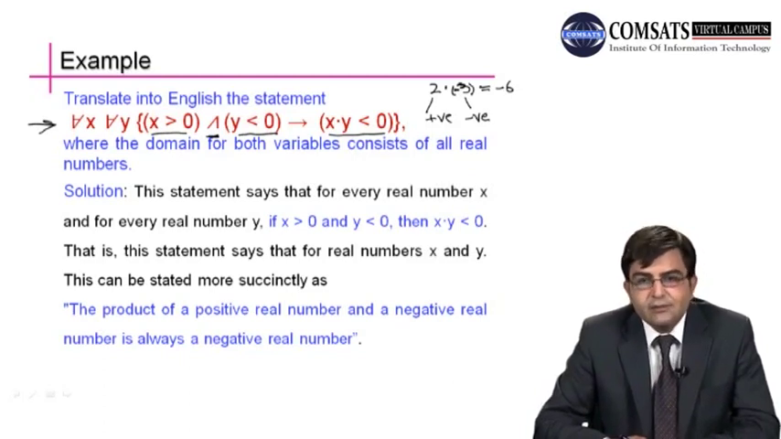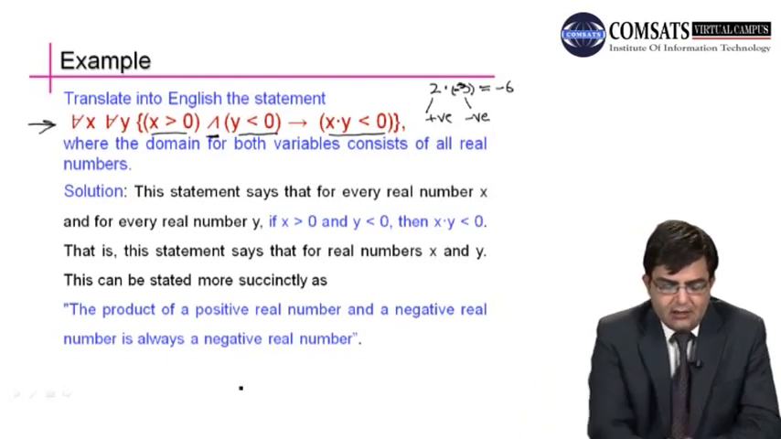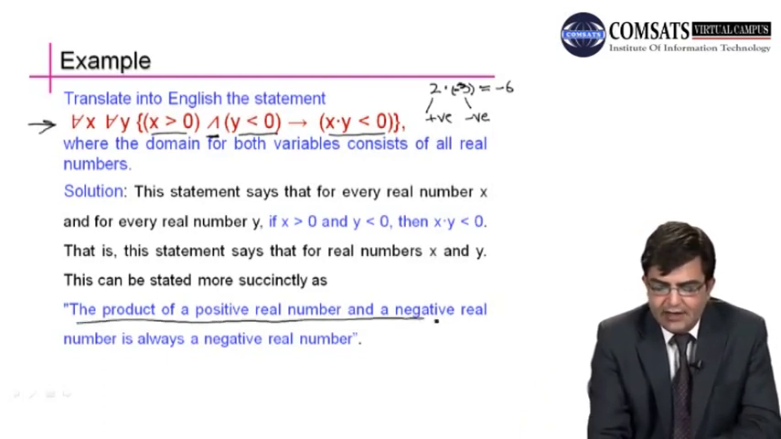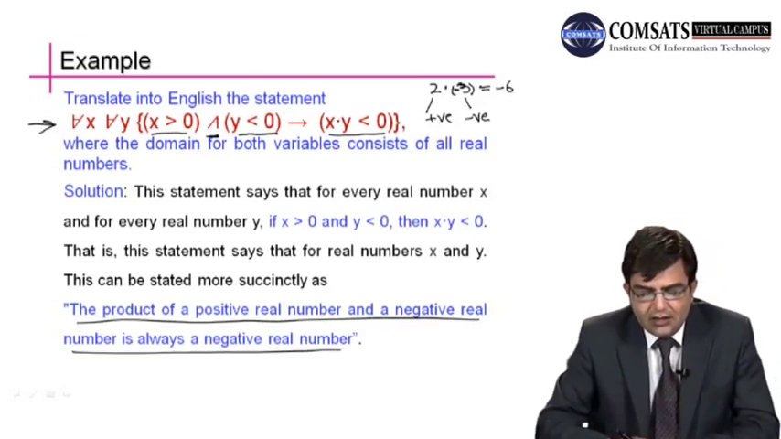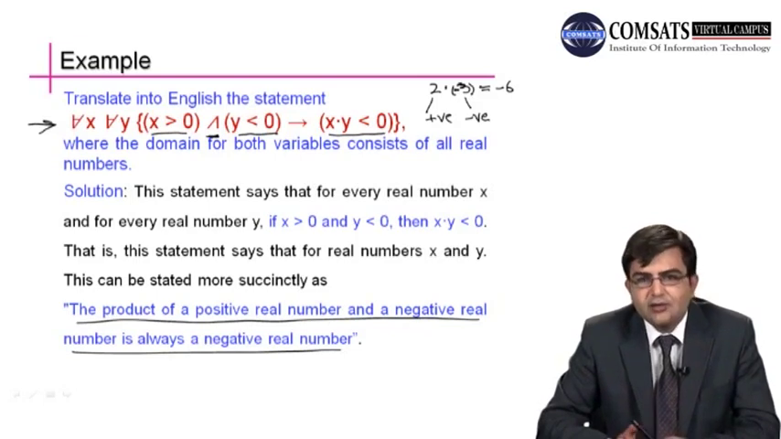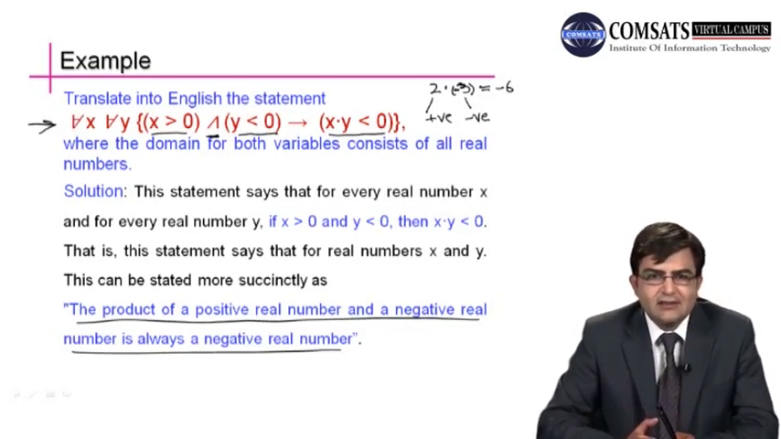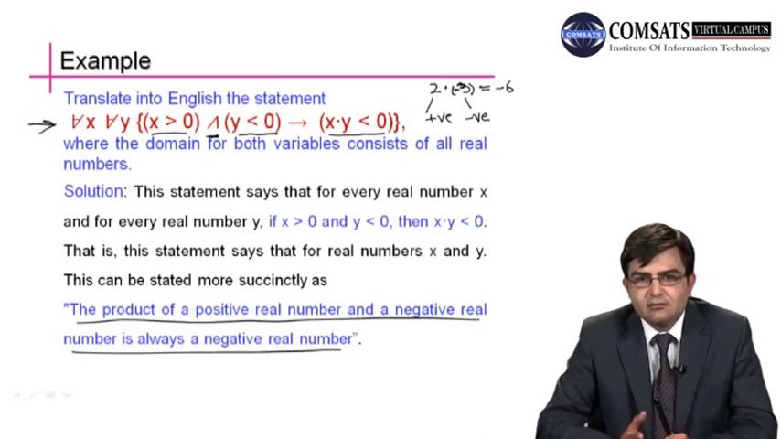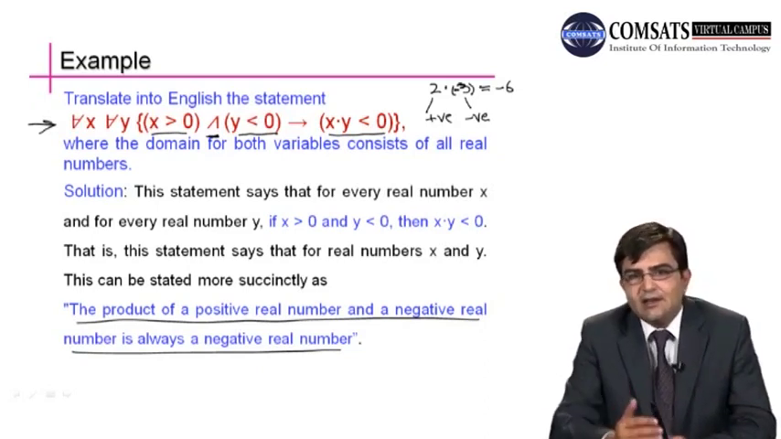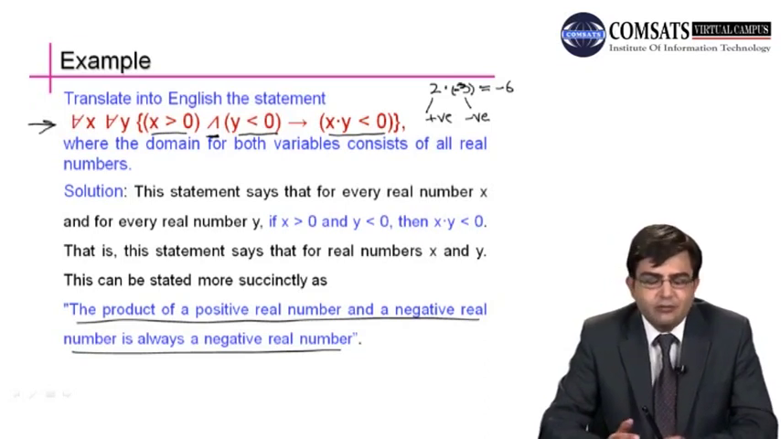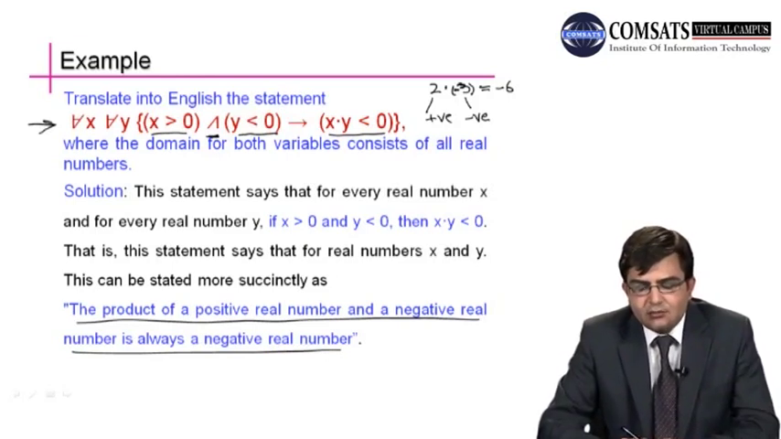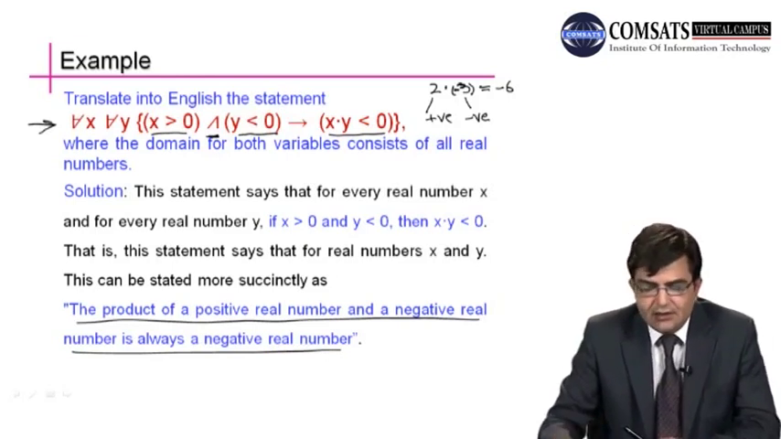So how can we translate this statement? The product of a positive real number and a negative real number is always a negative real number. So here you can say y is in the scope of x. First we take x, any real number, and then y we take within the scope of x. Means y we take a negative number, then we take the product, so the result will be a negative number.